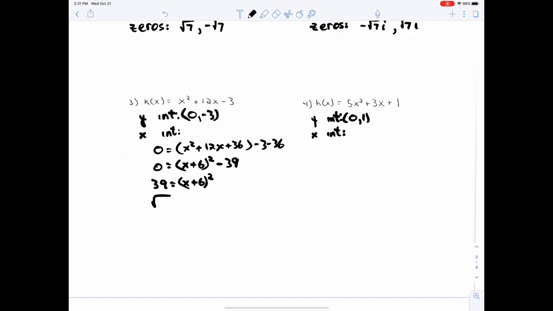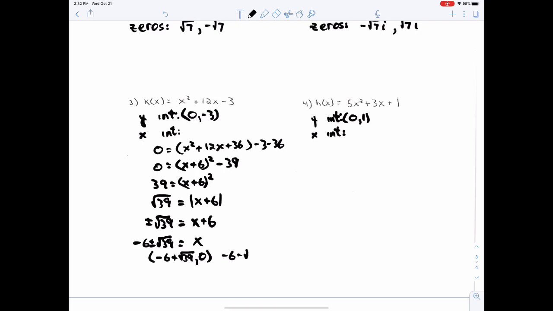Take the square root. So you get x plus 6 equals plus and minus square root of 39. And then you get x equals negative 6 plus and minus square root of 39. So what are the x-intercepts? Negative 6 plus square root of 39, comma 0, and negative 6 minus square root of 39, comma 0.